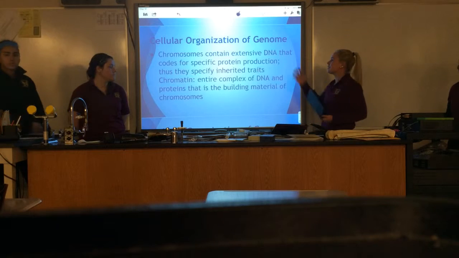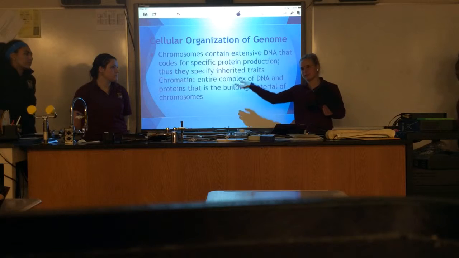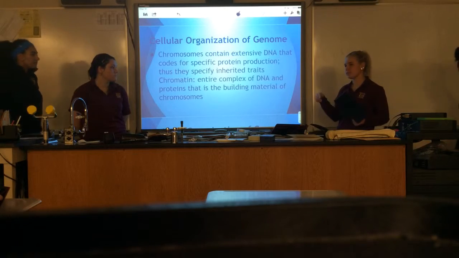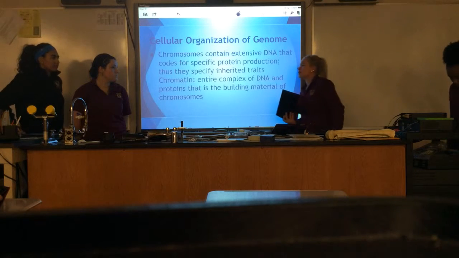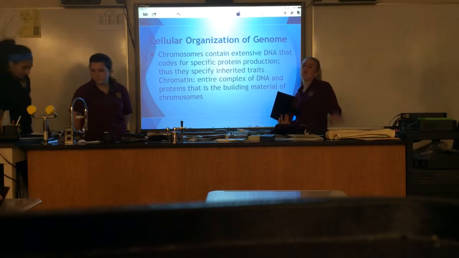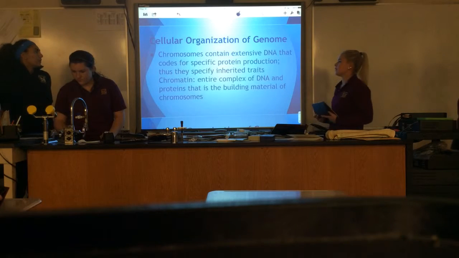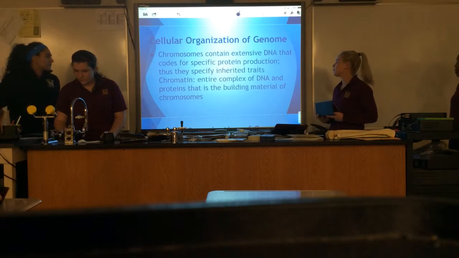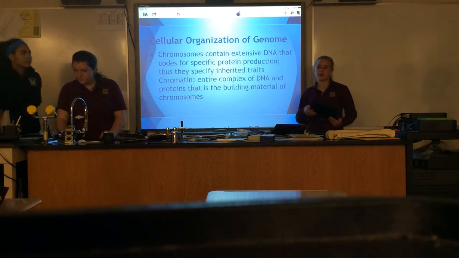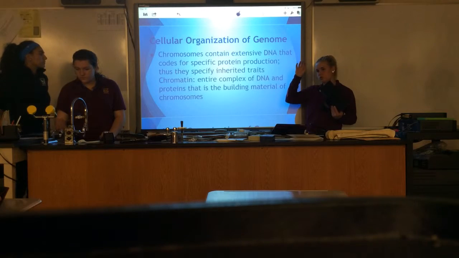Okay. Cellular organization of the genome. So the chromosomes contain the extensive, vast amount of DNA that codes for specific protein production. So, in short, it specifies the inherited traits that the cell or the organism as a whole gets from its procreators. Chromatin, another vocab word, is the entire complex of DNA and proteins that is the building material of chromosomes. So basically it goes DNA and then genes, and it's stored in chromatin, which is in a chromosome.